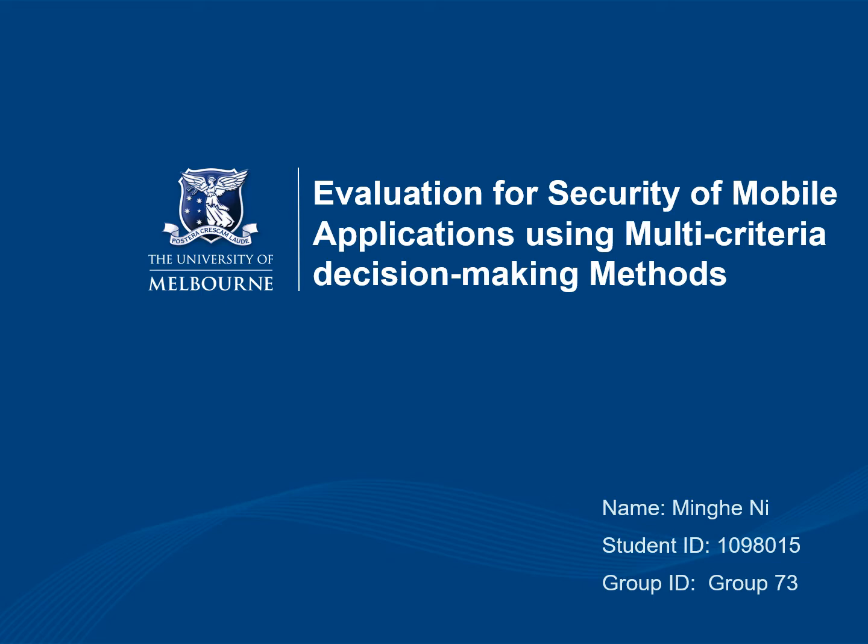My project title is Evaluation for Security of Mobile Applications using Multi-Criteria Decision-Making Methods. I will begin by outlining the background, and then I will introduce the overall structure. I will talk about the details of my research methods and innovation. Finally, I will briefly talk about the prospect and conclusions.